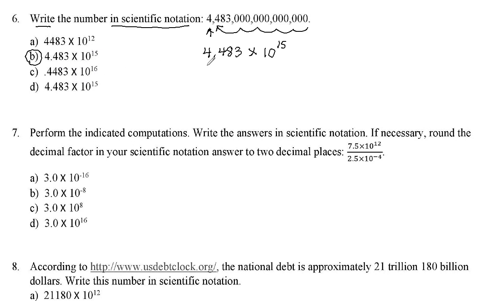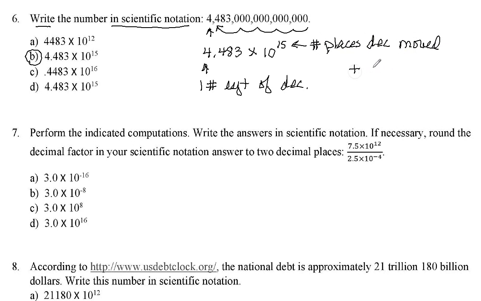With proper notation, you want one number to the left of the decimal. Okay, one number left of your decimal. And then this exponent is the number of places that the decimal is moved. And it's going to be a positive exponent if you've got a big number, and it's a negative exponent if you have a small number. All right, so that one's all set.